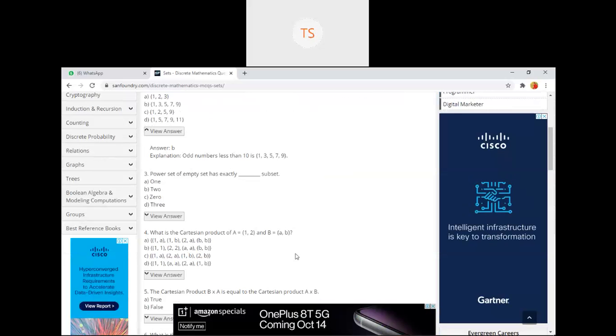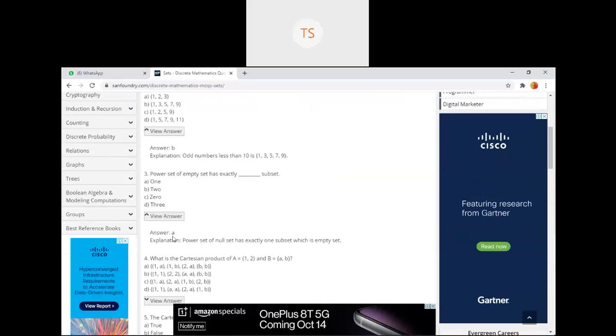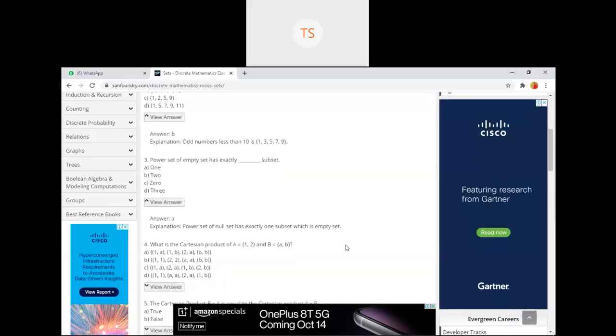So let's check the answer. It is option A, and the explanation is: the power set of a null set has exactly one subset, which is the empty set. So I think all of you have understood these three MCQs. All of you are clear?